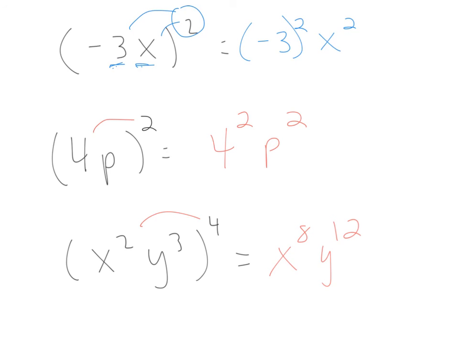And then if we wanted to go ahead and simplify, negative 3 squared, remember negative 3 times negative 3, because it's in parentheses, would give you 9x squared. This would give you 16p squared, and this last one is finished as is.